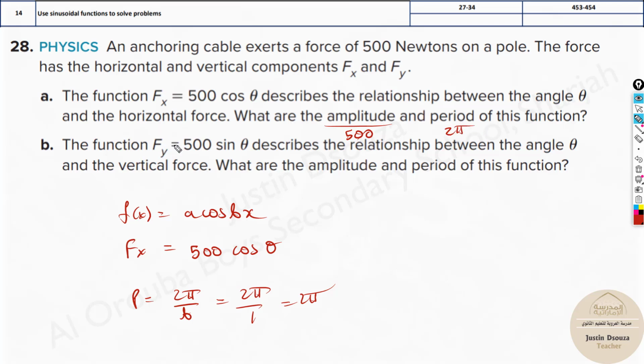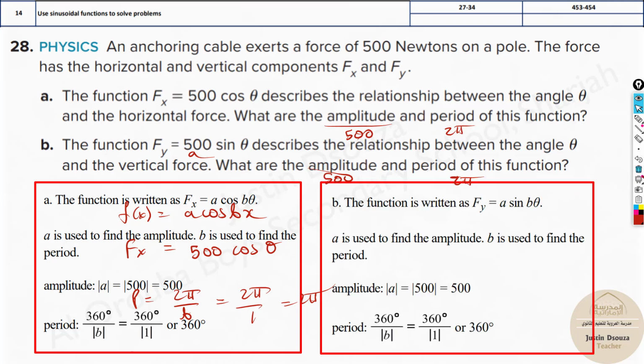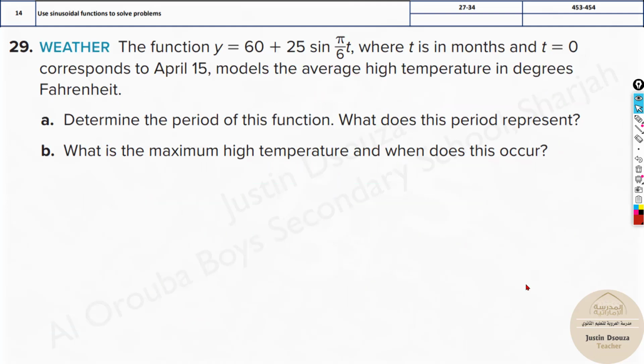What about the next function? It's the same thing, isn't it? Because the amplitude is 500, that's a, and b is 1, so the period is 2 pi. Both the functions have the same amplitude and same period. Now here I've written 2 pi, but it's 360 degrees because pi is 180 degrees, 2 pi is in radians, in degrees it's 360. Now this is the actual method to do it, taking magnitude, but you don't need to do all that because this is question number 14, just choose the correct answer.